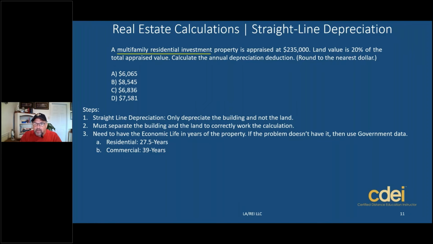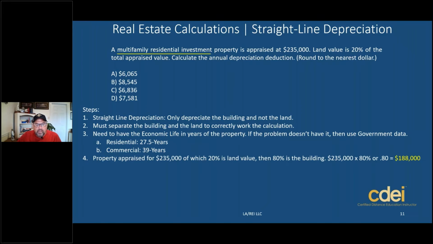No economic lifespan in the problem, you've got to have the government data available, and you need to know this for the state exam, just in case you don't get it in the problem. Residential 27.5 years and 39 years for commercial. Make sure you decipher what type of property it is. Here it says multifamily residential investment.